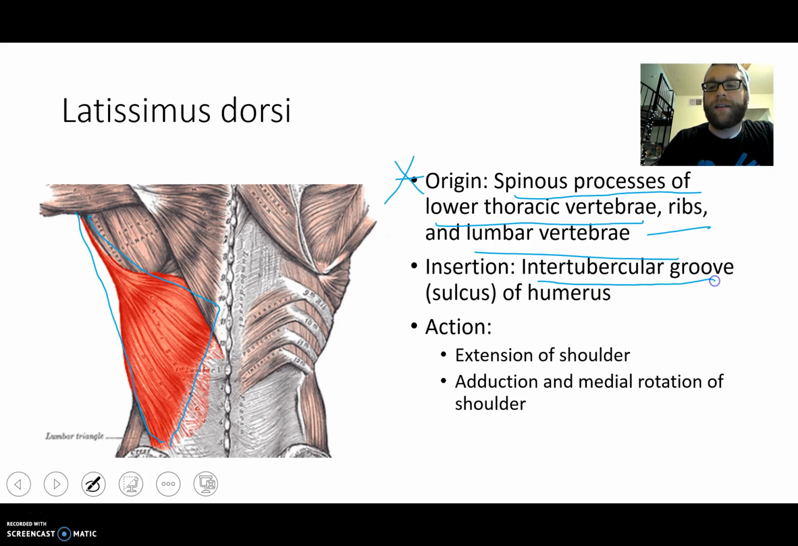Insertion, you can write intertubercular groove or sulcus of humerus. Remember that on your humerus, it was the space between your greater and lesser tubercles on the head of the humerus. Actions: extension of shoulder and adduction and medial rotation of shoulder. So your latissimus dorsi allows for your shoulder to go back. When you do this rowing motion, when you pull on something like that, that's how you work out your latissimus muscle.